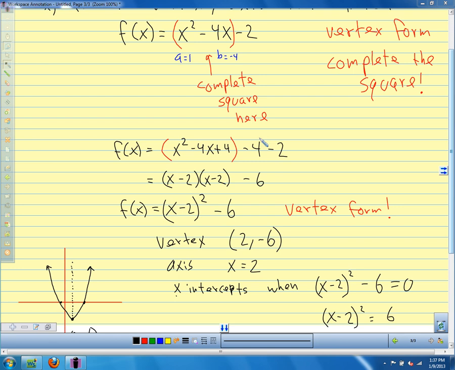All right, let's look at an example where I have a number in front of the x squared, because I have to do something a little different there.